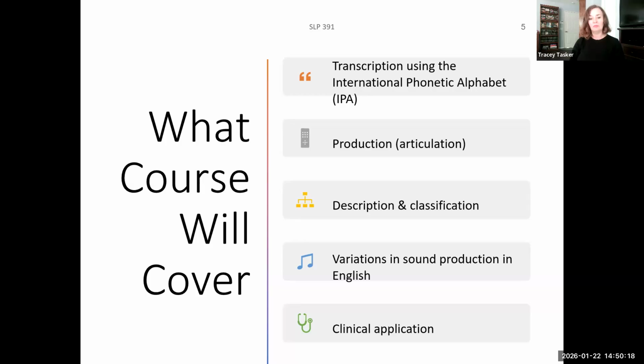And then really more towards the second half of the course, we're going to talk about clinical applications. So we're going to take the information that we transcribe and we're going to analyze it as if we were analyzing a student's actual productions.